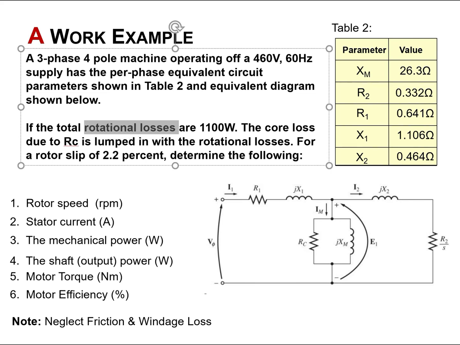For a rotor slip of 2.2%, determine the following. So you need to calculate the rotor speed in RPM, the stator current flowing in here, which is indicated as I1 in ampere, the mechanical power in watt, the shaft or the output power in watts as well, the motor torque in Newton meter, and the motor efficiency. You may also neglect any friction and windage loss. I'll give you about 10 to 15 minutes to try to solve this on your own, and then we can go through the solution together.